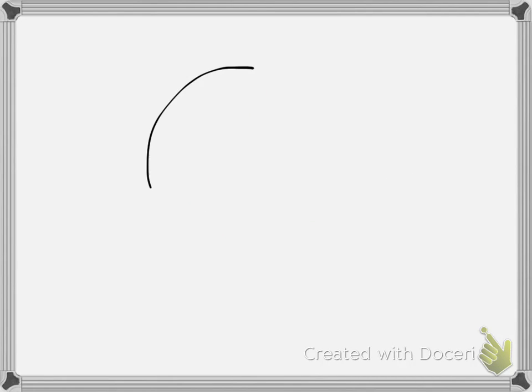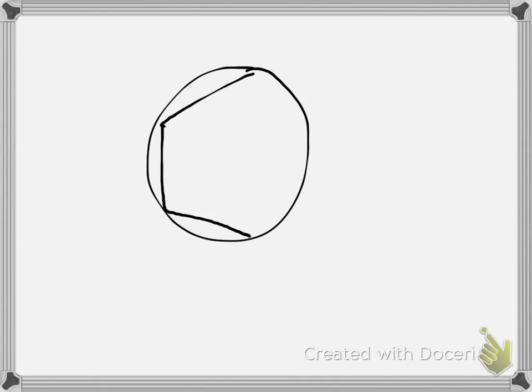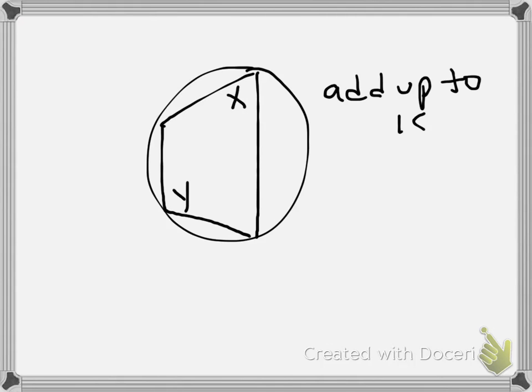Another property. Anytime you have a four-sided figure that's inside of a circle like this, this angle and this angle, these two angles that are across from each other like that, are always going to add up to 180 degrees. Okay, so the ones that are across from each other are going to add to 180 degrees.